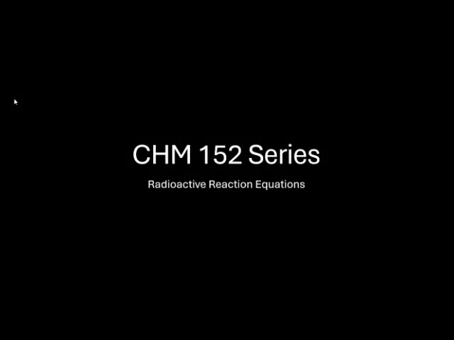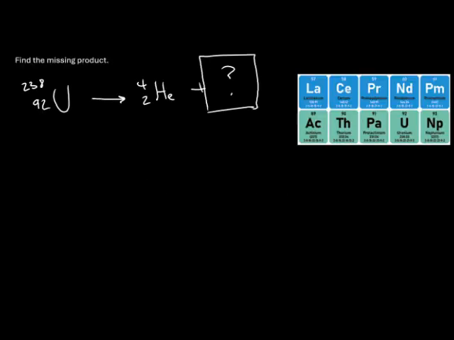In this video, we'll be balancing radioactive reaction equations. The goal for this problem will be to find the missing product. In order to balance this reaction, there are two things we need to check: the mass and the protons.